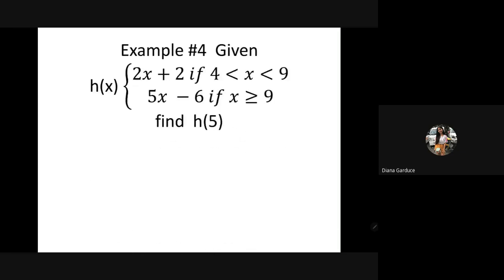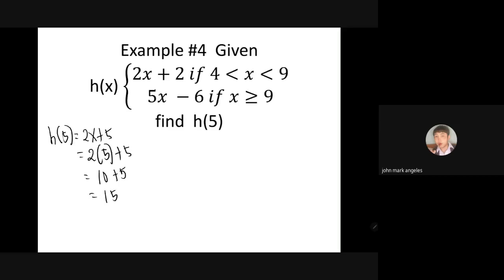Last, h of 5. Sino ang gagamitin natin? Yung first o yung second? Sir, yung first po. Correct. So h of 5 is equal to 2x plus 5. Palitan mo lang yung x ng 5. So we have there 10 plus 5, which is equal to 15. Question so far?